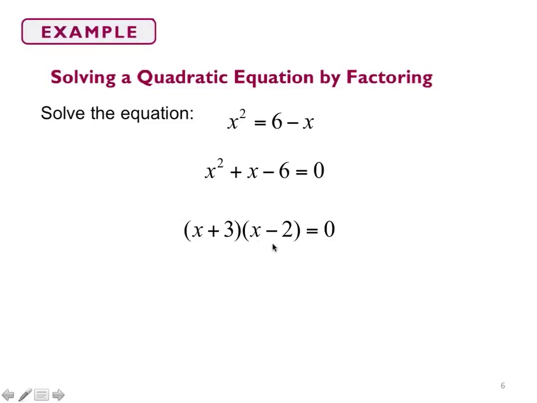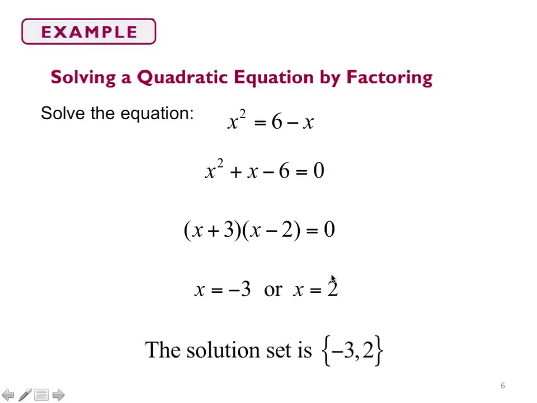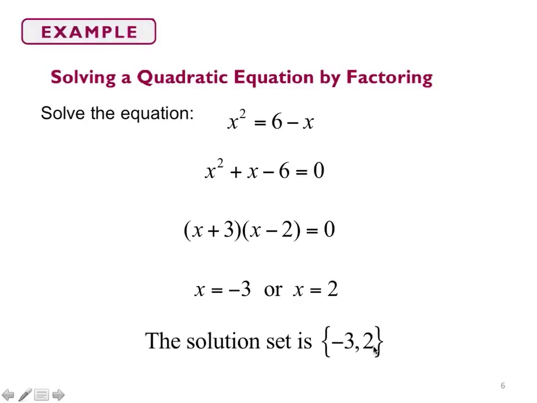And again, we use the zero product property. So we'd get x plus 3 equals 0 or x minus 2 equals 0. And then we just subtract 3 from both sides. So we get x equals negative 3. And we add 2, so we get x equals positive 2. So our solution set is negative 3, 2.